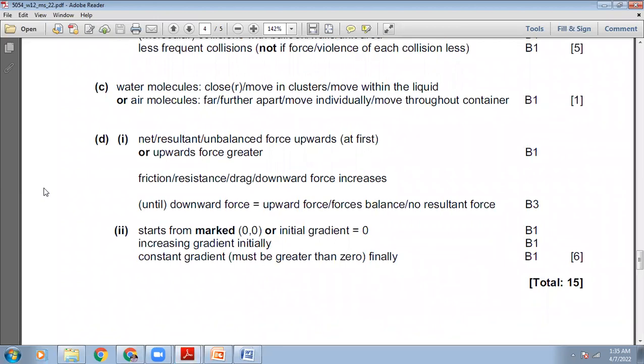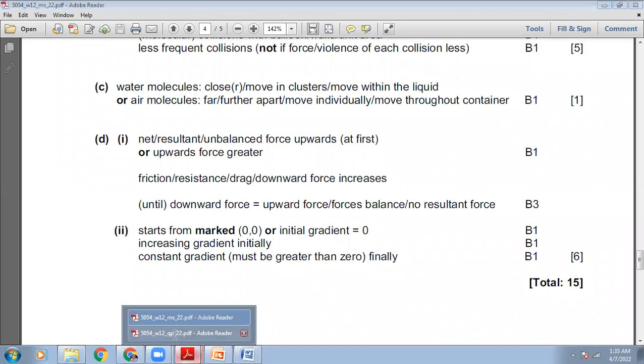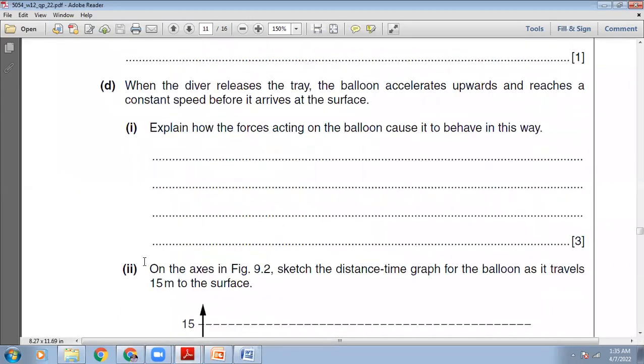Net resultant unbalanced force is upward at first, or upward force is greater, and the friction, resistance, drag, downward force increases until the downward force becomes equal to the upward force. Force is balanced, and there will be no resultant force. So I think we have written our answer along the same lines. So let's move to the next part.